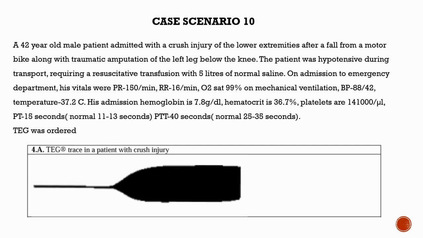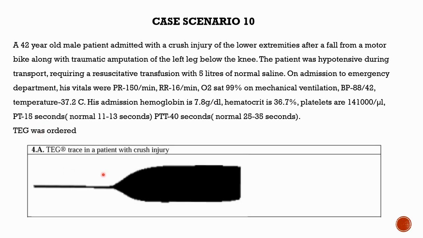Case scenario 10. A 42-year-old male was admitted with a crush injury. The patient was hypotensive during admission and required a resuscitative transfusion of 5 liters of normal saline. On admission, the patient was stabilized. His Hb was 7.8, hematocrit was 36.7 and platelets were 1,41,000. His PT and APTT were elevated. A TEG was ordered. Kindly interpret this TEG.